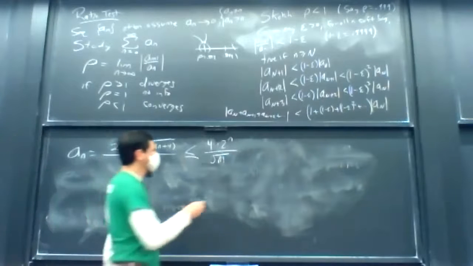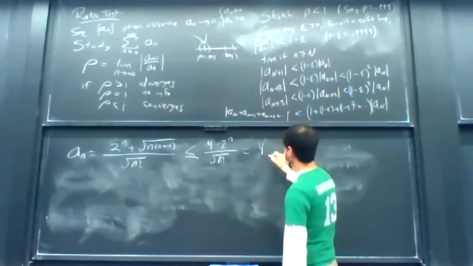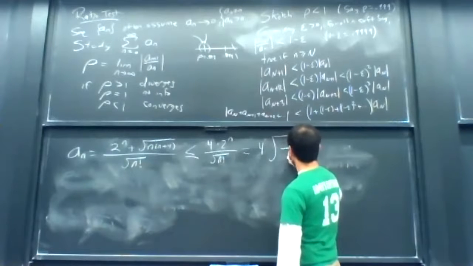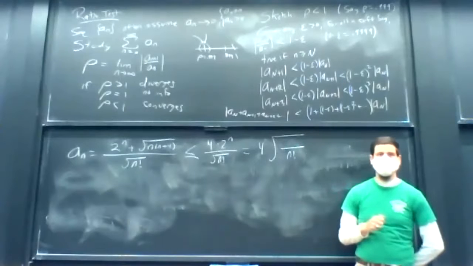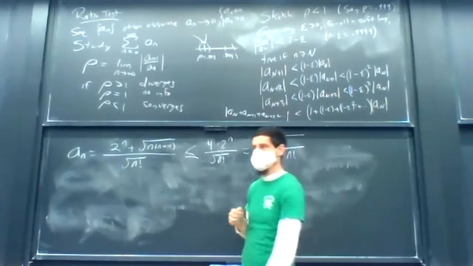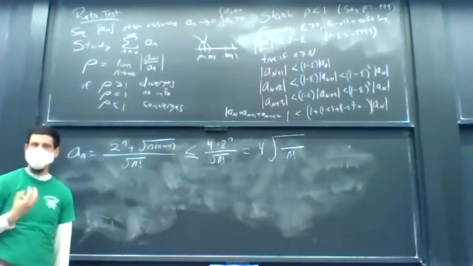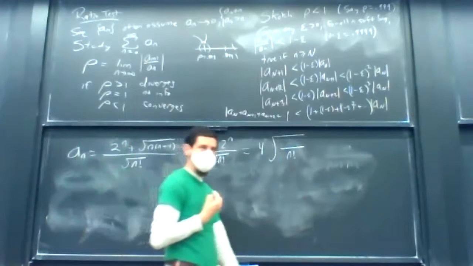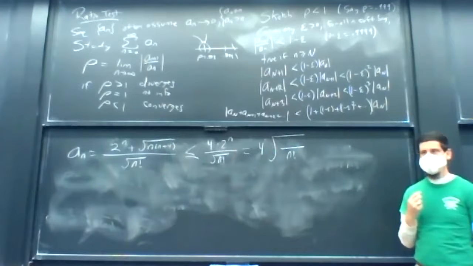If you are really good, you can see that this is going to be 4 times the square root of what divided by n factorial. So the square root of what equals 2 to the n? You need to remember your exponent box. So we will do a review of exponents and logarithms on Monday. I think that will be a useful class.